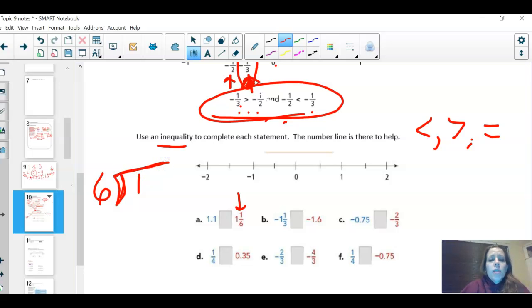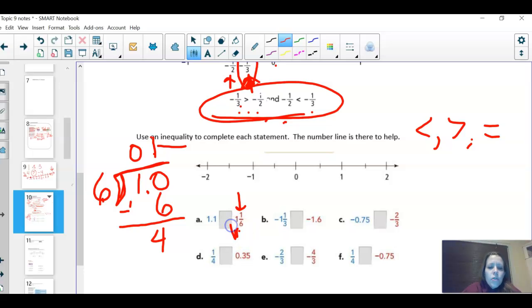Okay, 6 times what gets me to 1? 0. I can either add the 0 here or I can put 0.0. 6 times what equals 10? 6 por cuál número es cerca o igual a 10? Y este es 1. 1 times 6 is 6. That gives me 4. So ahora yo tengo 1. Lo siento. Sorry.